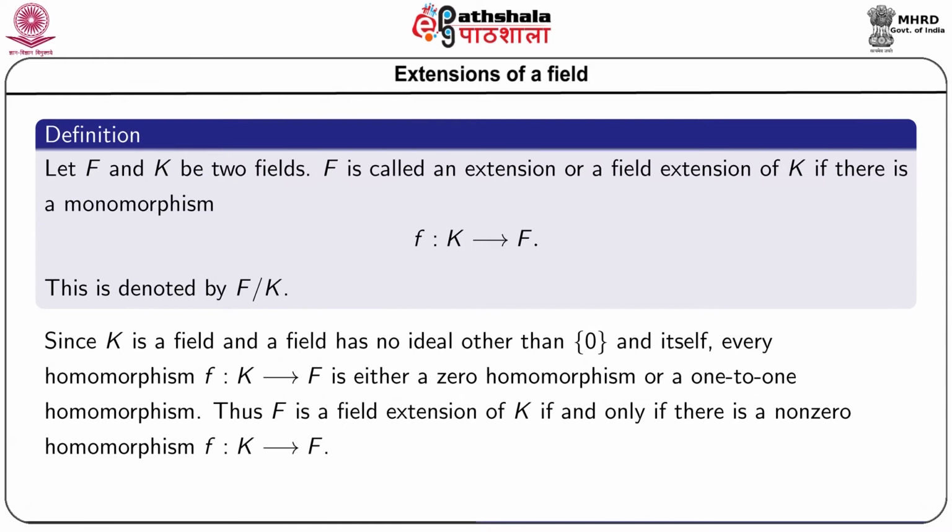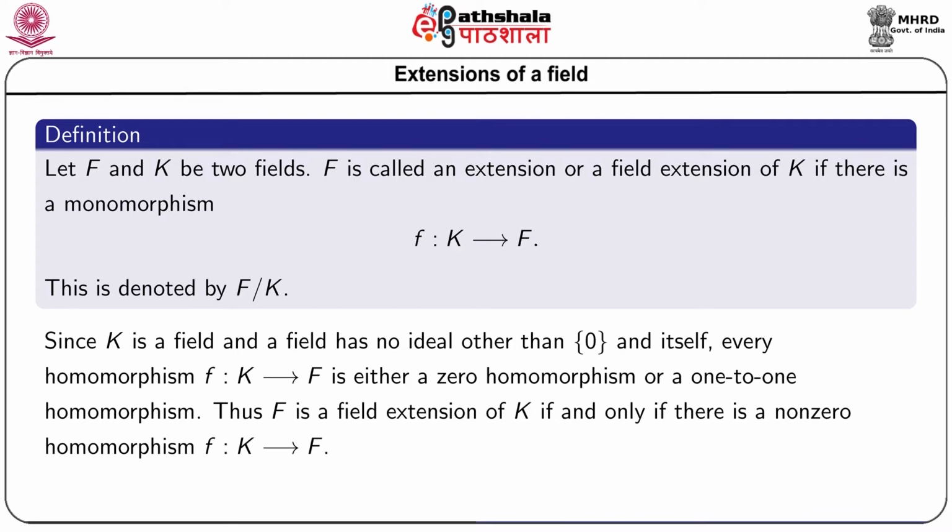Thus, we define extension of fields or field extensions as follows. Let F and K be two fields. F is called an extension or a field extension of K if there is a monomorphism f from K to F. This is denoted by F over K.